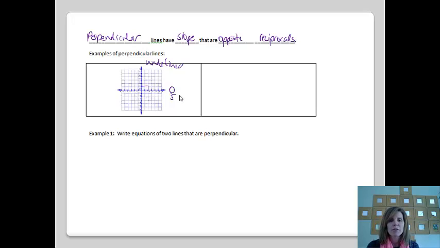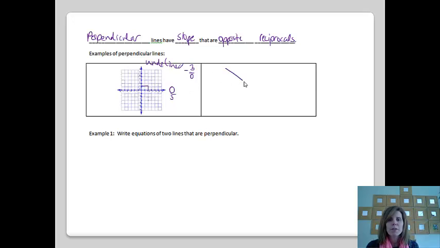If I have 0 over 3, the opposite of 0 over 3 would be negative, and then the reciprocal of 0 over 3 would be 3 over 0. And no, we cannot divide by 0, so it is an undefined slope. So those do have slopes other than just intersecting at right angles. They have slopes that are opposite reciprocals of each other.